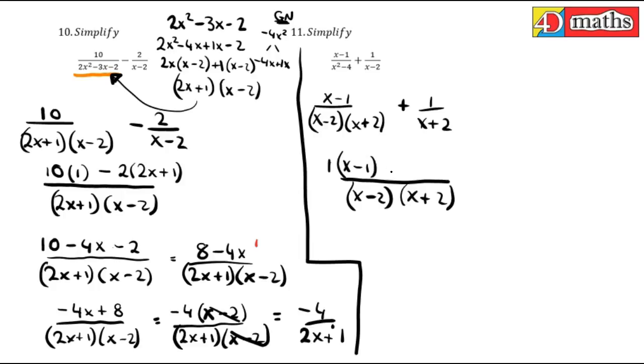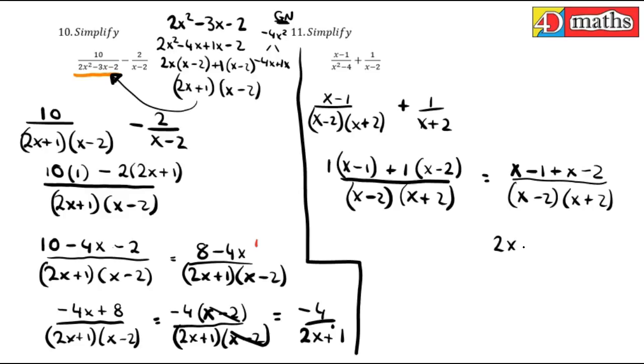It's just multiplied by 1. And this 1 is multiplied by, we look at the x plus 2. That's there, so it must be multiplied by x minus 2. So multiply it out, you get x minus 1 plus x minus 2 all over x minus 2, x plus 2. So tidying this up, you get 2x minus 3 all over x minus 2.